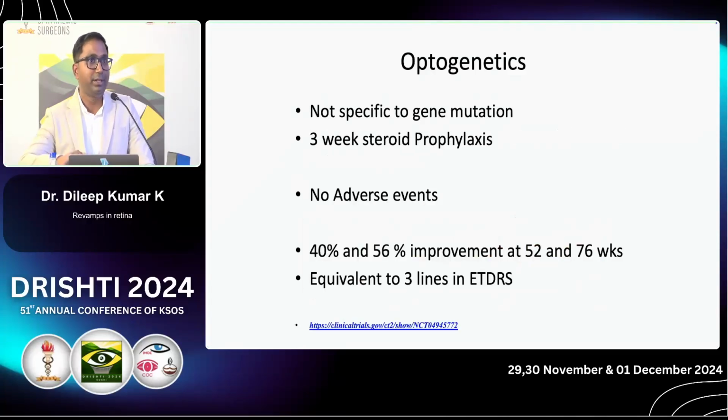One important thing is that it is not specific to any genetic mutation, and a routine 3-week steroid prophylaxis has to be given. No adverse events have been noted. Over a period of 76 weeks, we can notice 56% improvement.